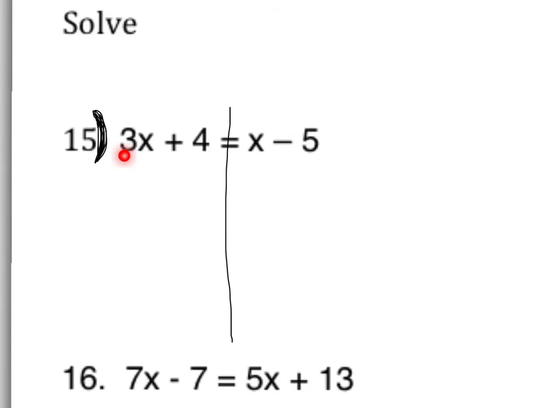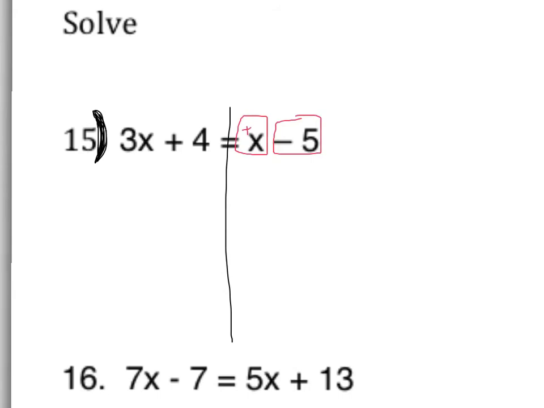So right now, this x is a positive x. I know that because there's no negative sign in front of it. And every number has to have an operation with it, whether you see it or not, and it's the operation that's in front of it. So that is a positive x. This minus goes with the 5. It's the operation in front of it.